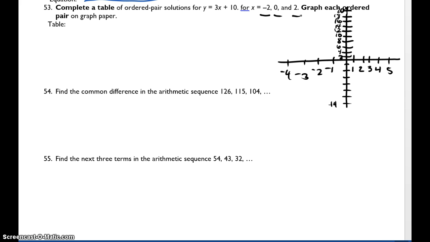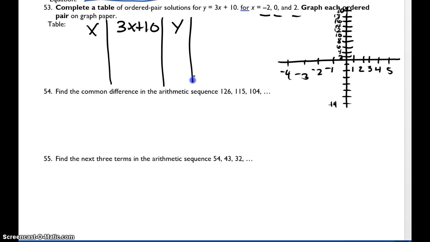So what I'm going to do first is set up some sort of table to make it organized so I can see exactly what I'm doing. I'm going to start off with x, since I'm given x values, then 3x plus 10, because that is what I'm plugging my x values into. That answer will give me y. And then I'm going to get my xy pairs, ordered pairs there, because the next part says graph each ordered pair on the graph paper.